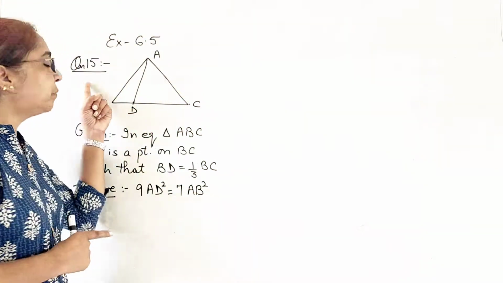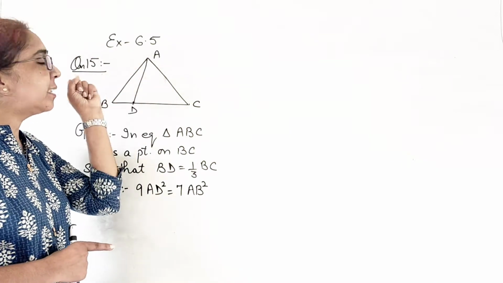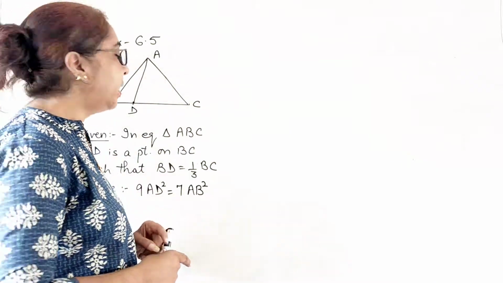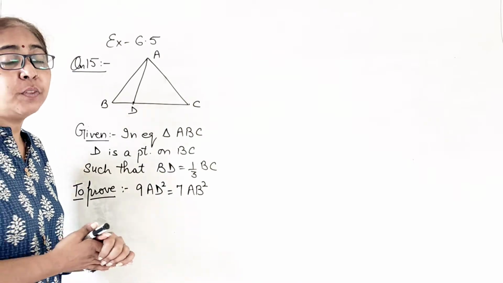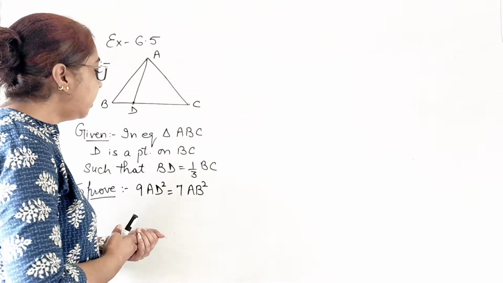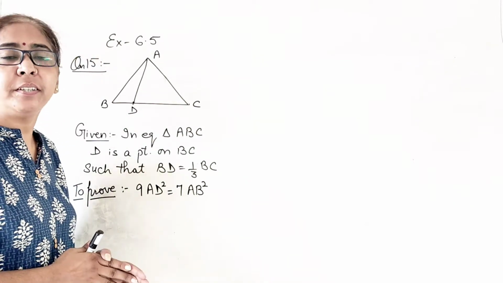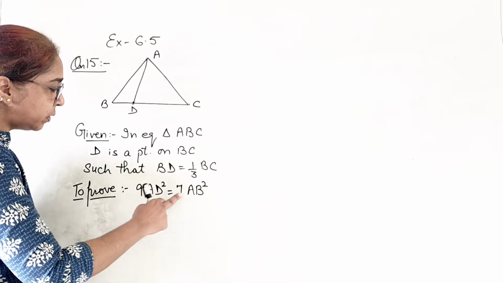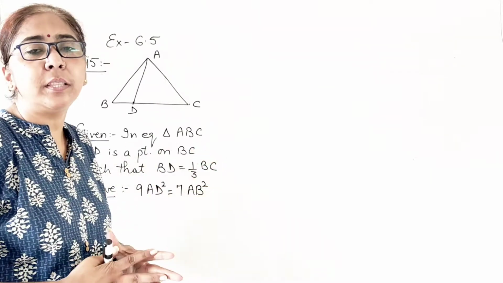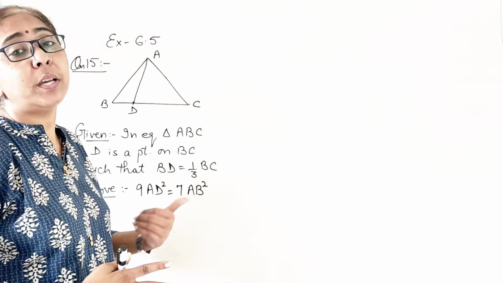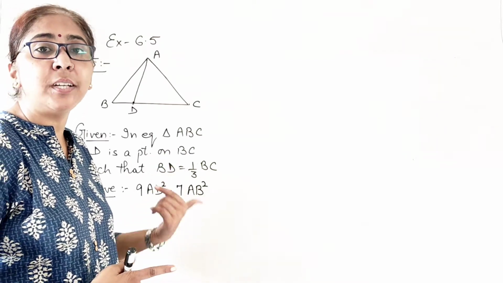Question number 15 of exercise 6.5. Okay, this is also one of the important questions to understand, a little bit bigger but not difficult. As I told you, if you see so many squares, one thing should come to your mind: the question has to be done with Pythagoras theorem.